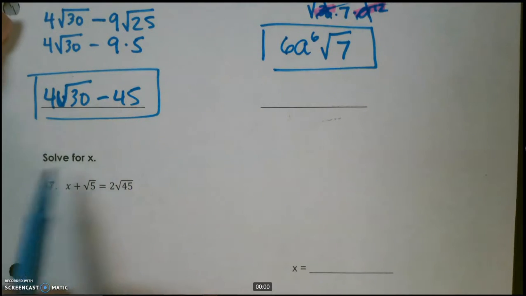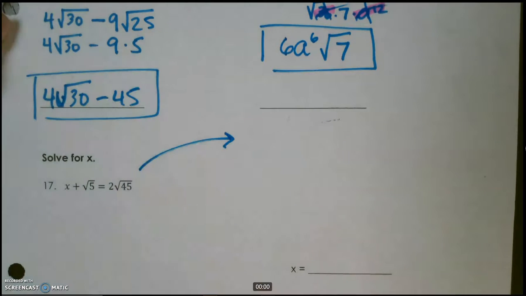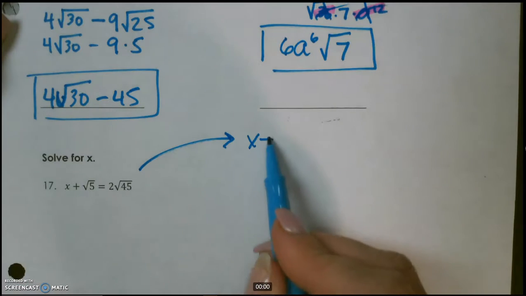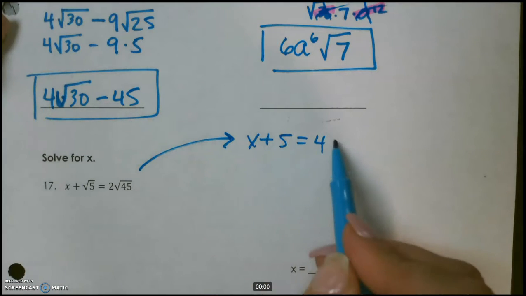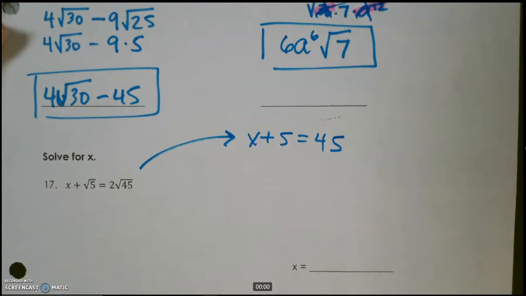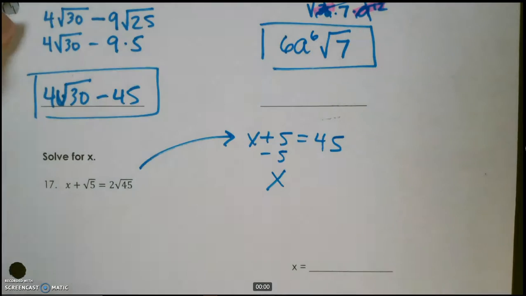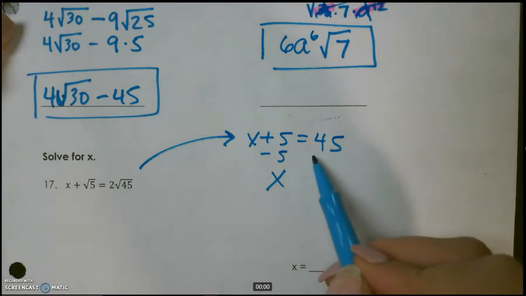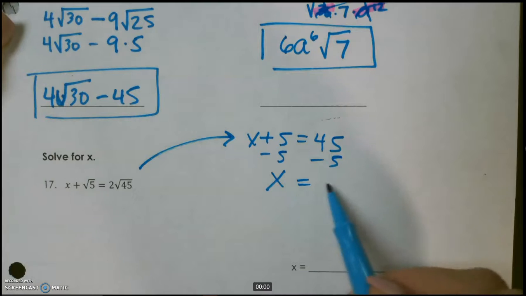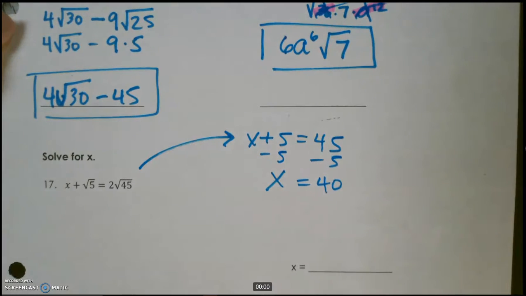All right, this looks scary to students for some reason, but let's think about a simpler case. What if I just had x plus 5 equals 45? Right? How would you solve that? Well, you need to get x alone. So I'm going to subtract 5. That'll leave me with just x. Whatever you do to one side of the equal sign, you have to do to the other. So in this case, x would be 40.